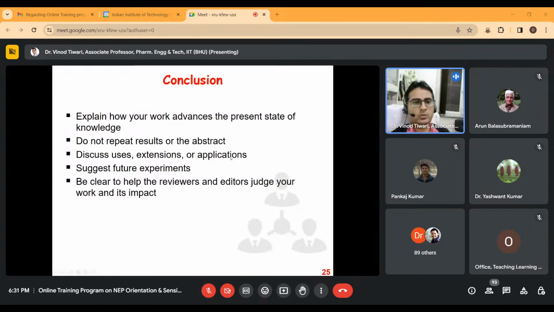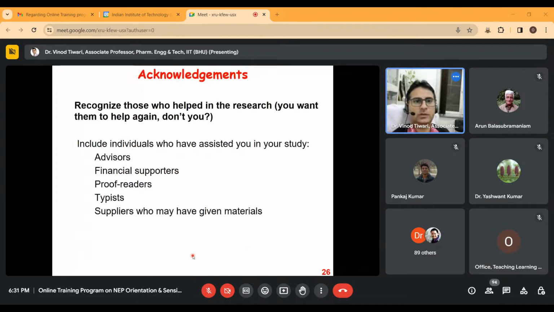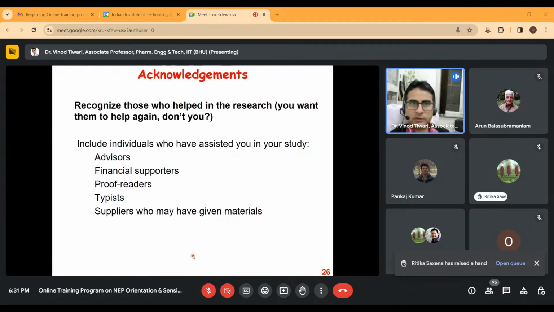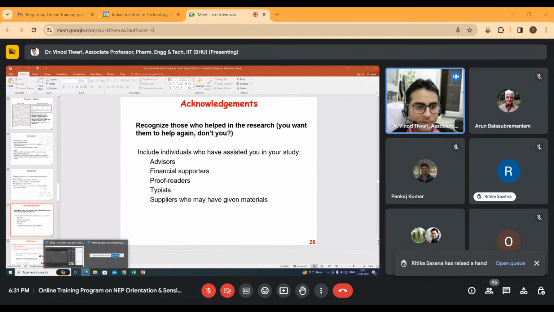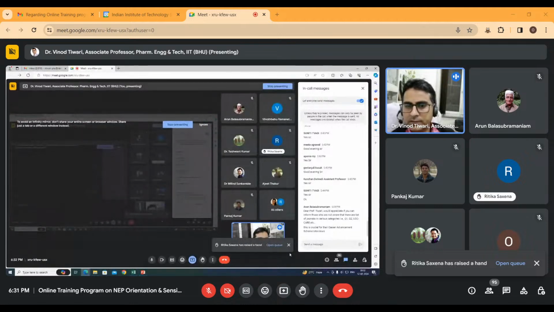Now, it's very important that the conclusion should be very clear so that reviewers and editors have an idea of what your work is and how it will impact the current state of knowledge. And then acknowledgement, this is another important part of your manuscript, which people ignore most of the time. They don't take it very seriously.